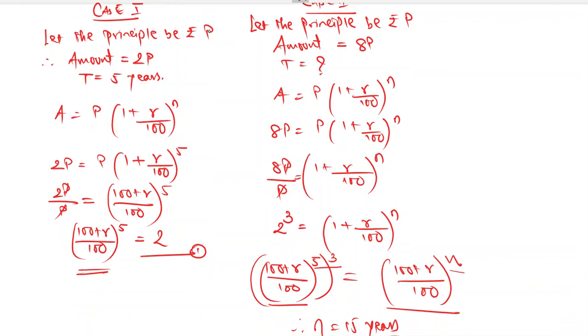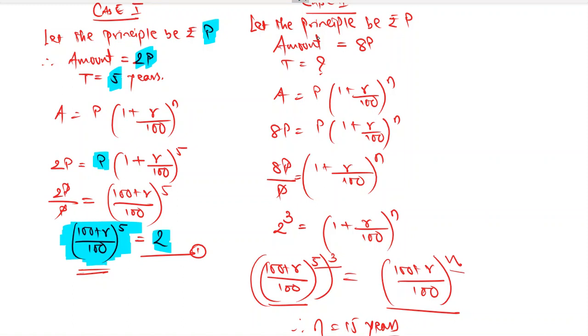So in case 1, I have taken the principal as P, the amount as 2P, because it becomes double of itself in 5 years, time as 5 years. And I put the values in the formula of compound interest. When I take this P to the left hand side and solve, I get 2 equals (100 plus R upon 100) the whole raised to 5.